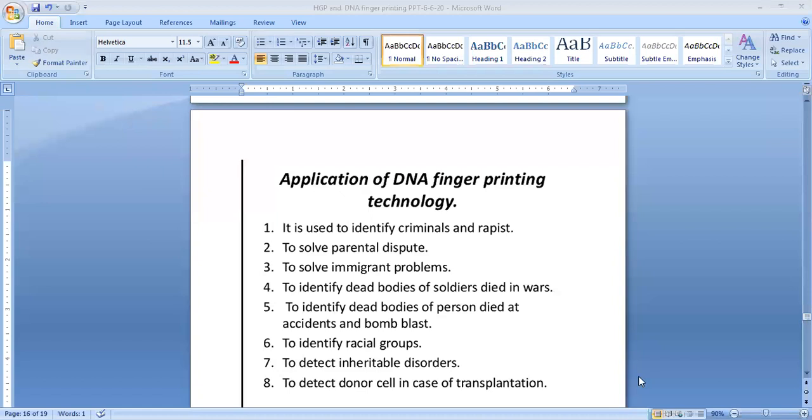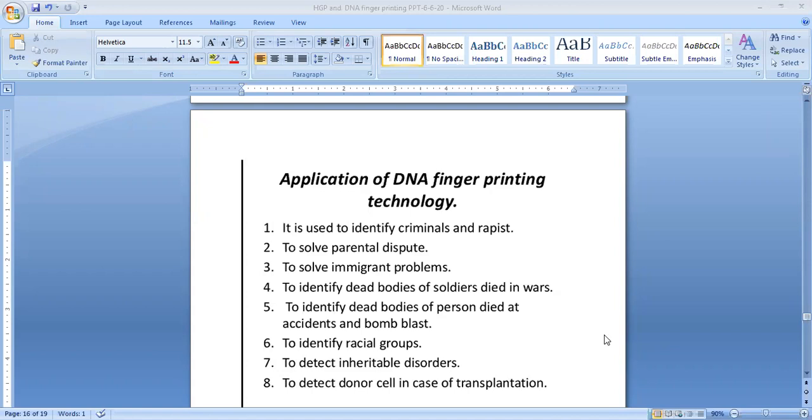The next topic is the applications of DNA fingerprinting technology. What are the applications of DNA fingerprinting technology? First, it's used to identify criminals and rapists. Second, to solve parental disputes. Third, to solve immigrant problems. Fourth, to identify dead bodies of soldiers who died in wars.